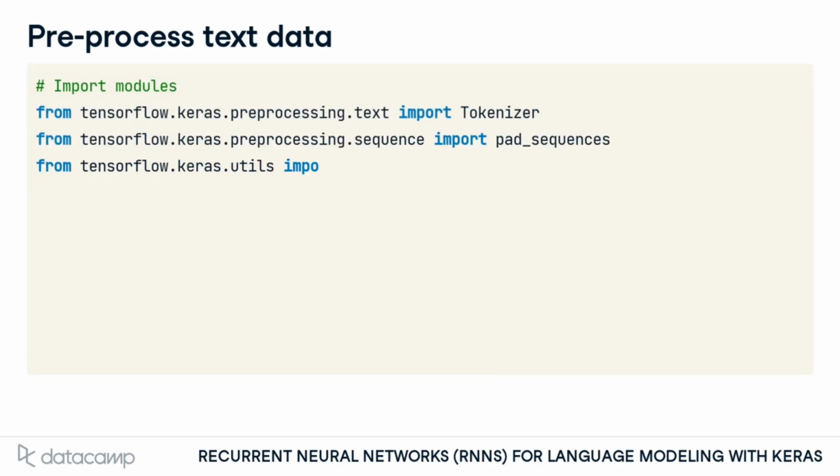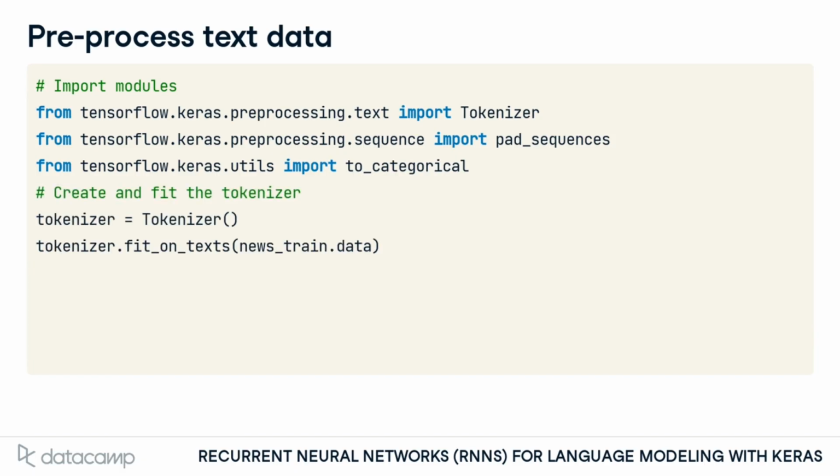To pre-process the text, we will use the Tokenizer class from the keras.preprocessing.text module and the pad_sequences function from the keras.preprocessing.sequence module. To pre-process the targets, we will use the to_categorical function as before. The Tokenizer class creates numerical indexes of the vocabulary present in the training data, so we can use them in our RNN models. We first instantiate the class and keep it in the variable tokenizer.